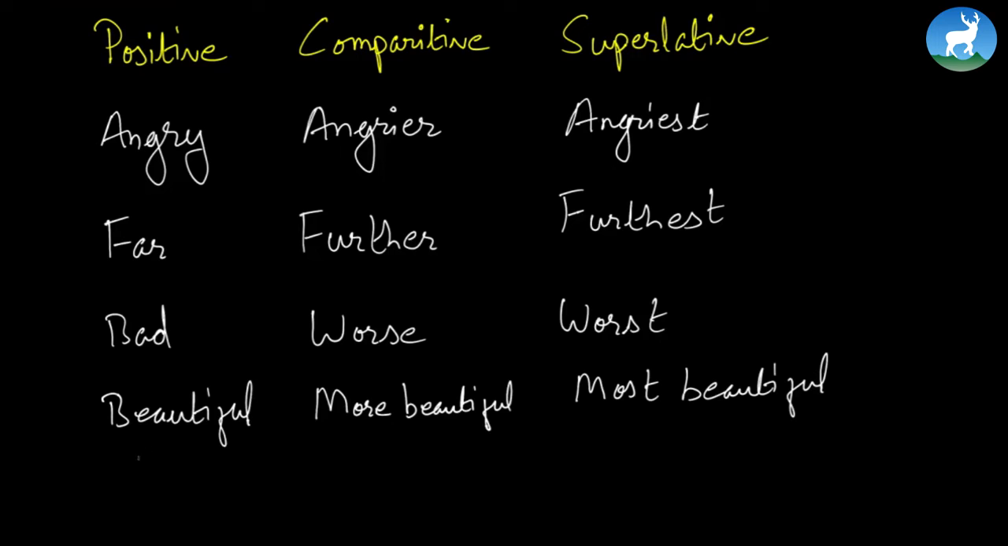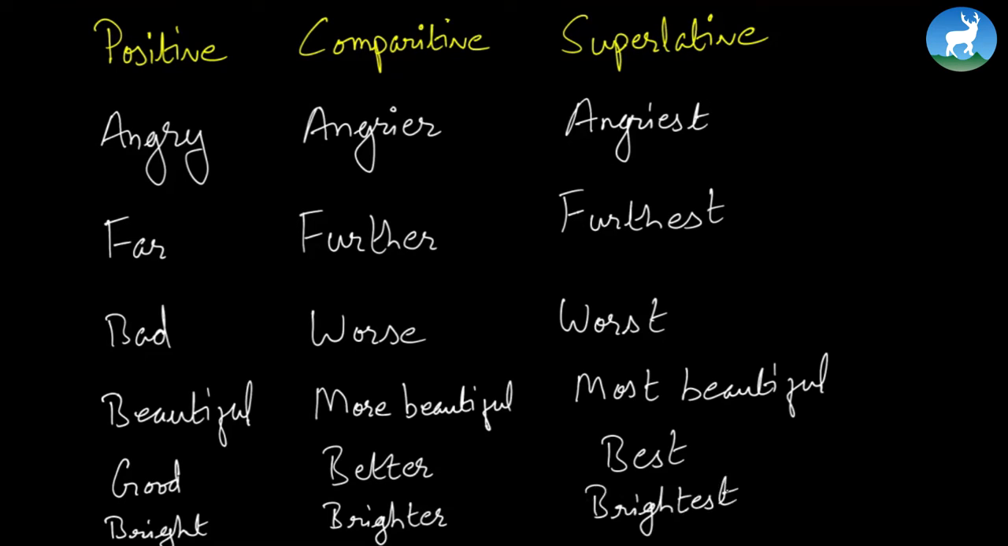And of course, if we have good, it's better and then best. Let's look for one more word. If we have, let's say, bright, it's brighter and brightest. And remember that every time it moves on from positive to comparative, it gets intensified.